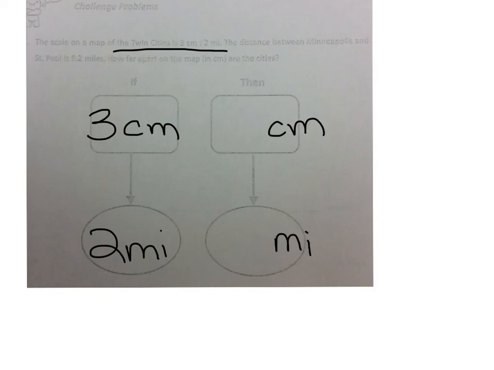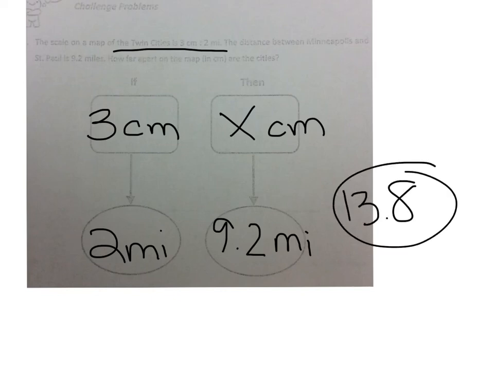And the other number they give us is 9.2 miles. So obviously that would go in your miles blank. And the question's saying, how far in centimeters? We don't know that number. To calculate this, you need to multiply the diagonal numbers, which would be 9.2 times 3. Then you need to divide by 2. So your answer is 13.8. All right, the last question on the packet we did not do in class together, so you can also skip that.